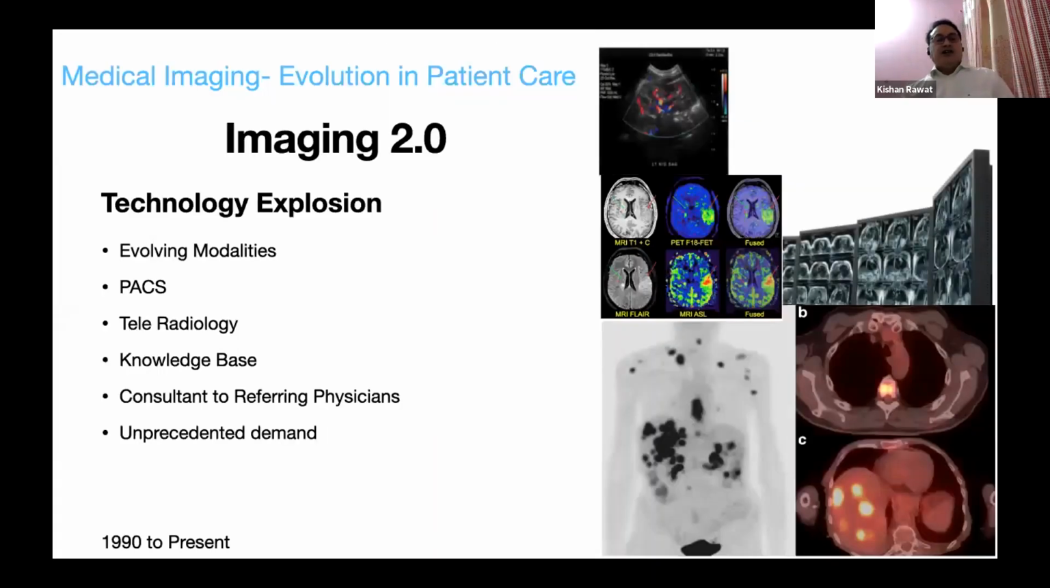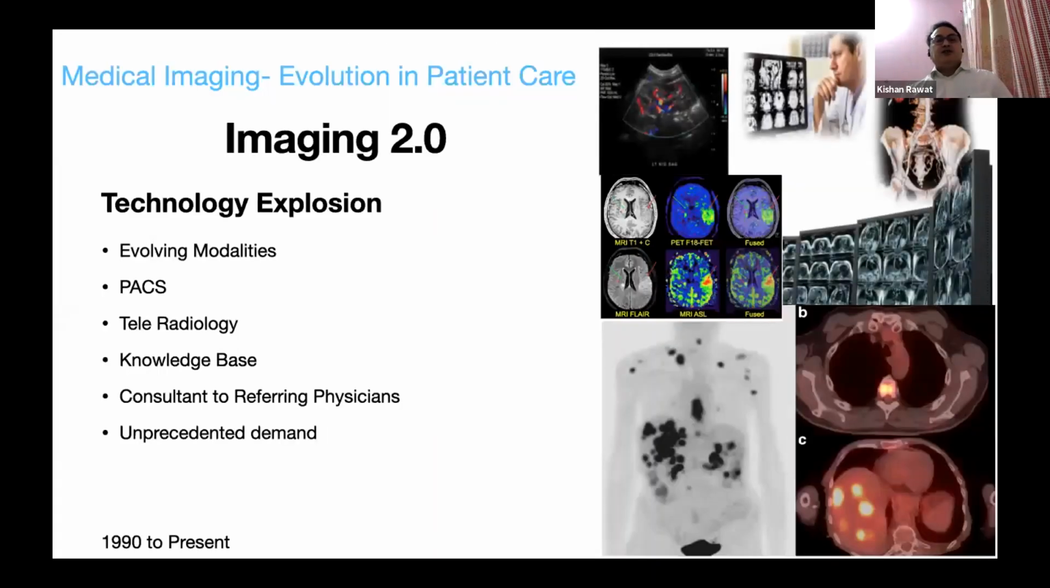Then after 1990, there was a technology explosion. Modalities started evolving, and new dimensions and new technologies were getting added to these modalities. Then PACS arrived, which helped the radiologist to access the images from remote or rural areas. And PACS also helped physicians. They had access to the images and they could also get some knowledge of imaging.